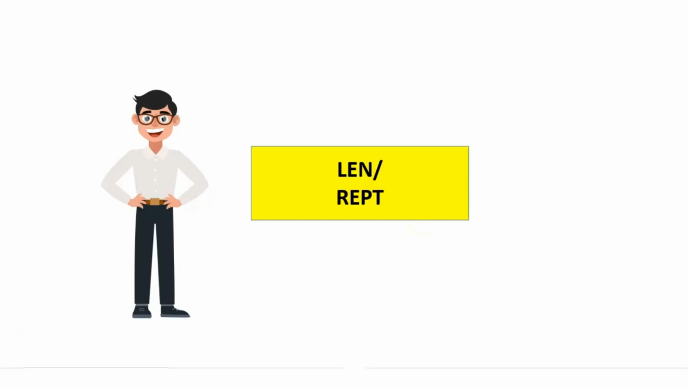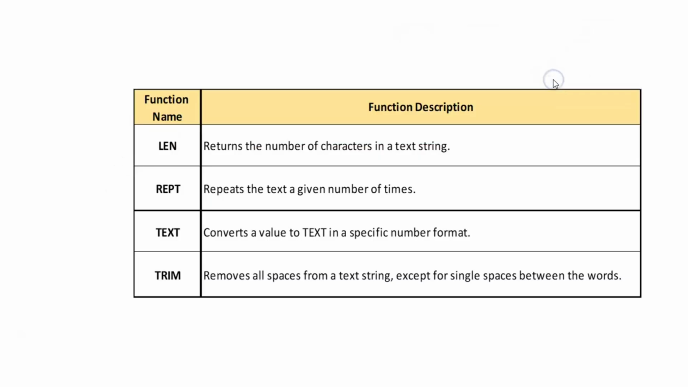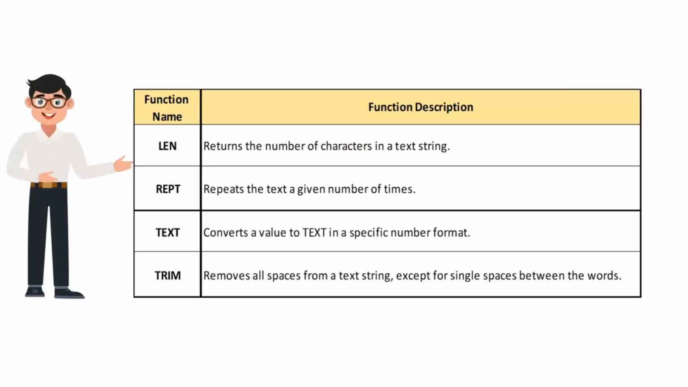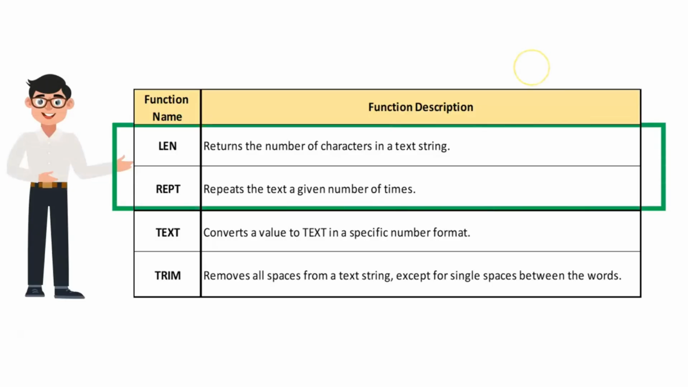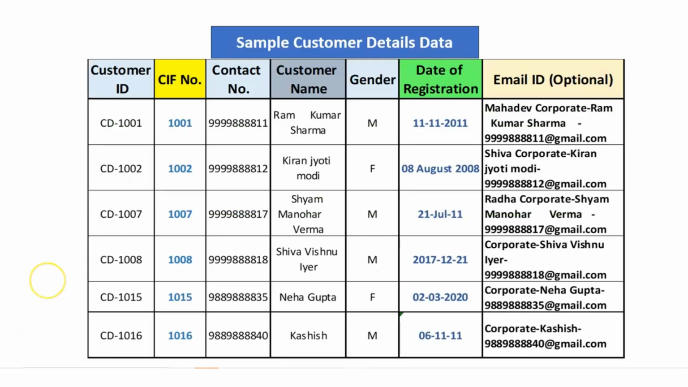Before we understand the working and usage of these two functions, let us first understand the function description of these functions. Starting with length, it returns the count of the number of characters present in the text string. Moving to repeat, it repeats the text a given number of times. Coming to the data, we will be using the customer details data. It contains all the customer details such as customer ID, CIF number, contact number, customer name, date of registration, etc.